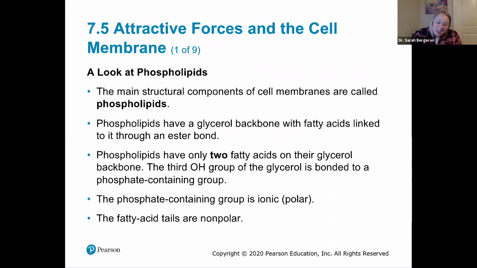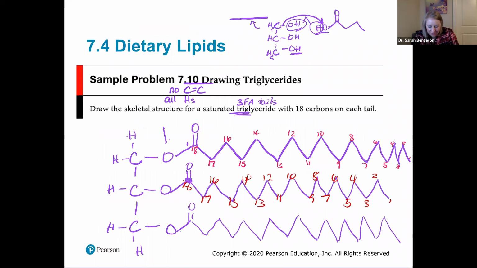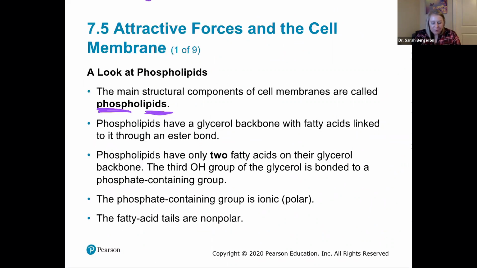All right, so let's look at one more kind of fatty acid containing molecule, and that is called a phospholipid. So it's going to have a phosphate group and it's going to have a lipid. Phospholipids do have that same glycerol backbone, that 3-carbon backbone, and it does have fatty acids linked to it through that same ester bond, right? That's this ester bond right there. So it has the glycerol, it has the ester bond, but what's different is that a phospholipid only has 2 fatty acids.